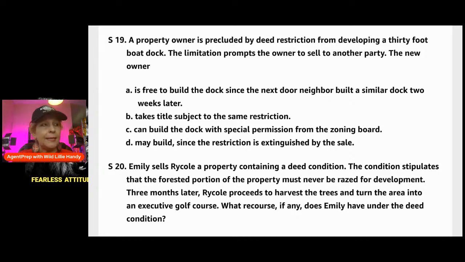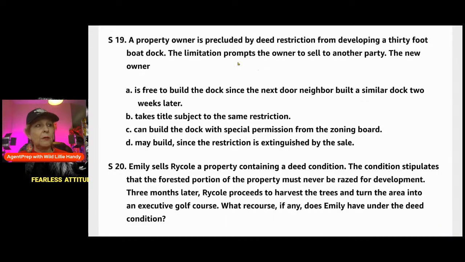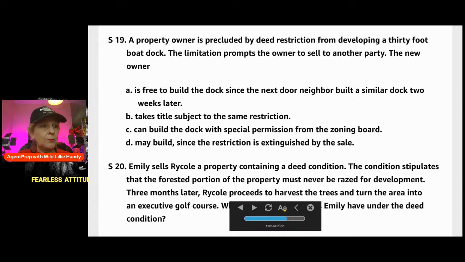Yes, the answer is B. Takes title subject to the same restrictions, right? The restrictions go with the property. They're attached to the property because they are deed restrictions that are stricter than the city or the county, right? First, it's the city and county restrictions, and then the builders or subdivision could have tighter restrictions. So those preclude. Number 20.